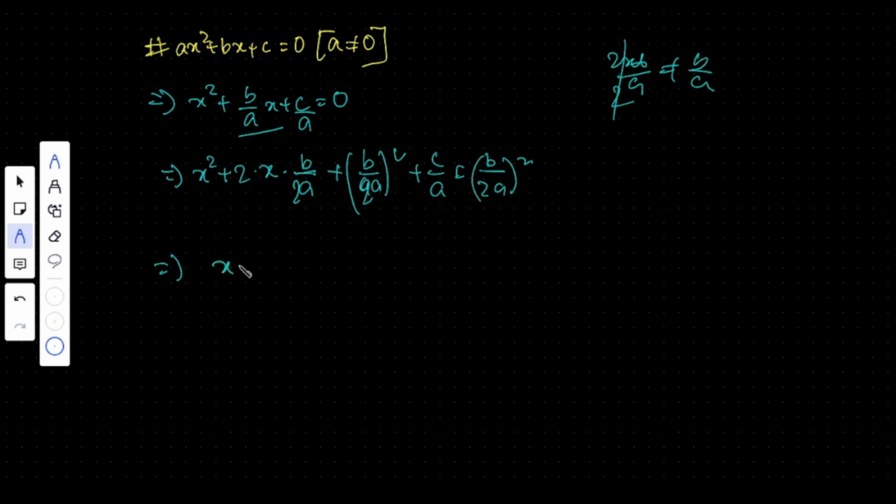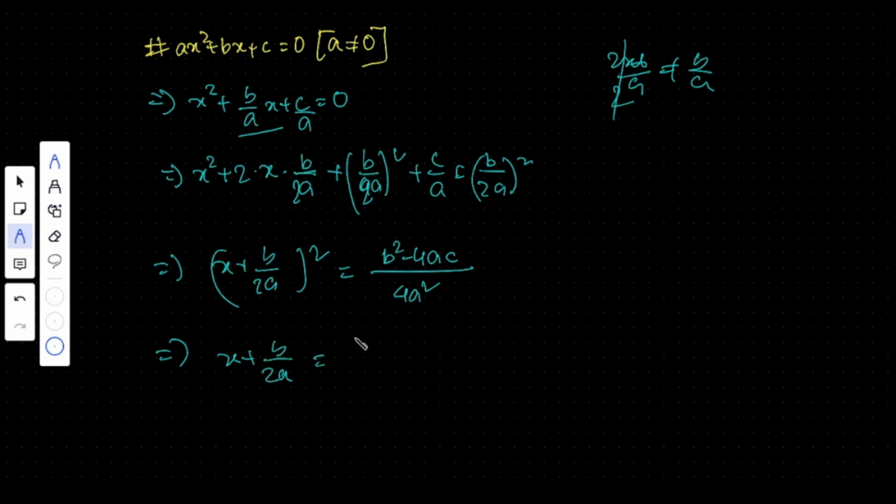Now it becomes x plus b by 2a whole square equals, it should be b square minus 4ac over 4a square. Square root both sides: x plus b by 2a equals plus minus root of b square minus 4ac over 2a.